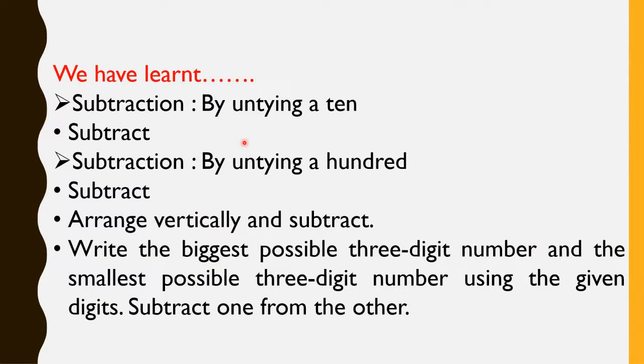So students, today we have learned subtraction by untying a 10. The second is subtraction by untying 100. In that we have learned to arrange vertically and subtract, write the biggest possible 3-digit number and the smallest possible 3-digit number using the given digits, and subtract one from the other.